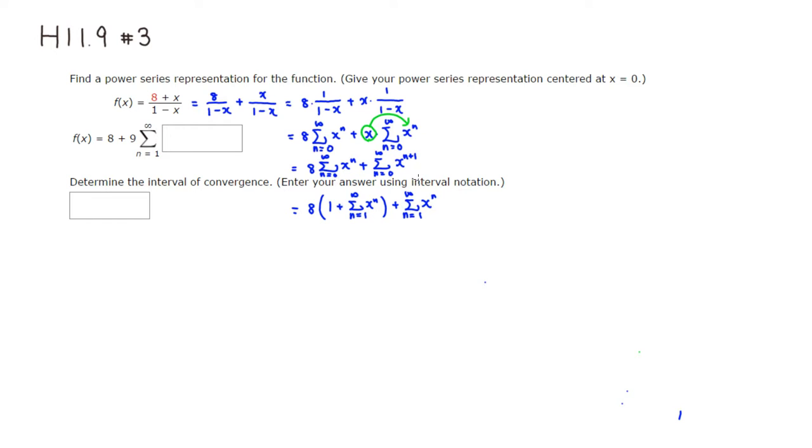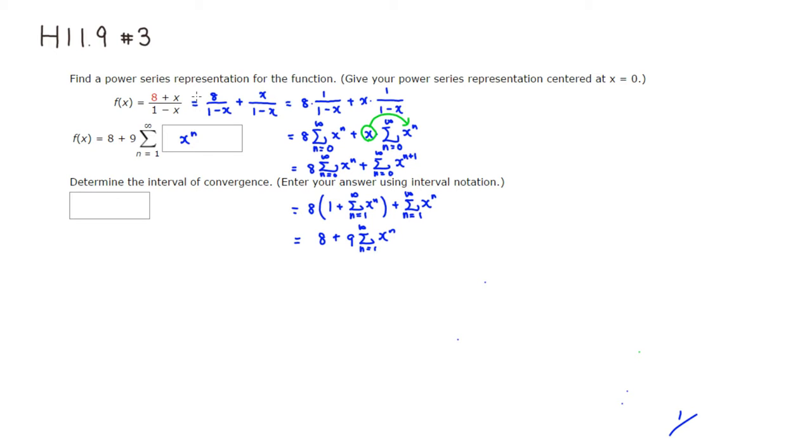Then you can see that we can combine these two. So 8 times 1 is 8. You have 8 times the summation of x to the n, starting from 1, and another one, so this is going to be 9 times the summation, n goes from 1 to infinity, of x to the n. So x to the n goes here.